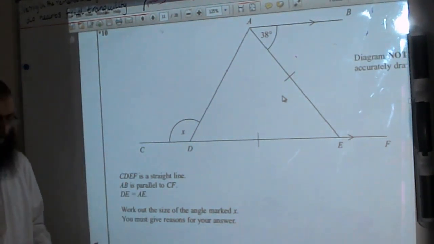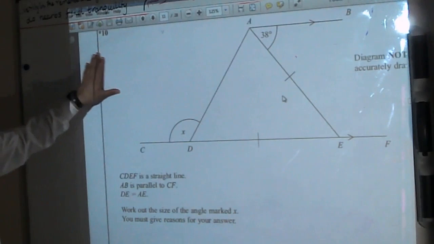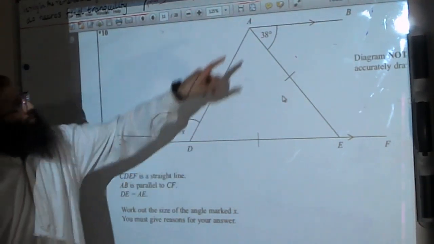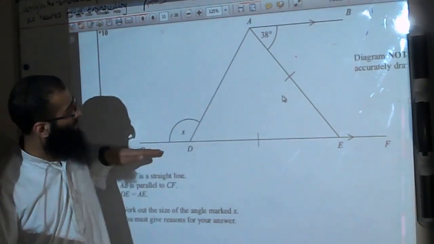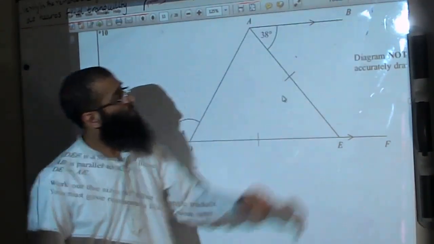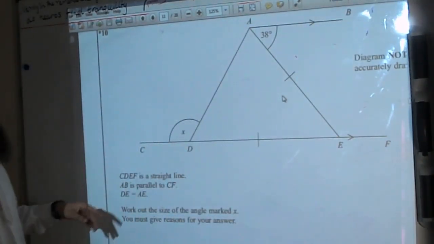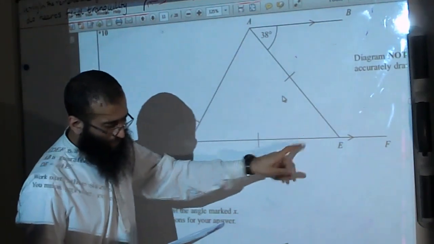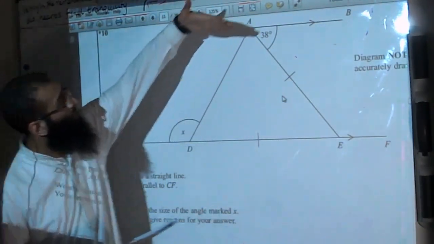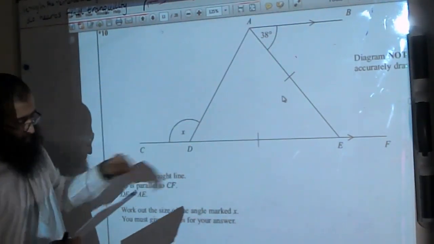Question number 10. We have here a triangle and some parallel lines as well. This line here is parallel to that line. CDEF is a straight line. AB is parallel to CF, so this is parallel to this bottom part here.